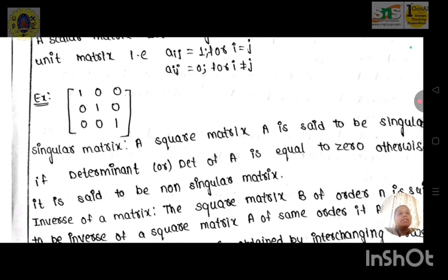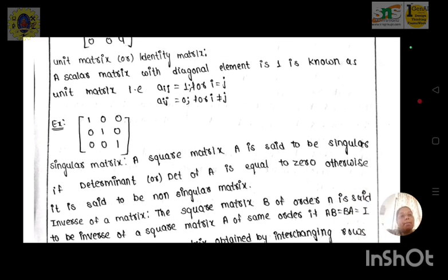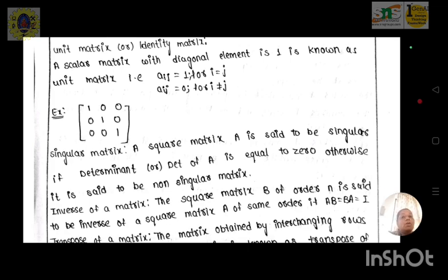The next one is a singular matrix. A square matrix A is said to be singular if the determinant of A is equal to 0. Otherwise it is said to be a non-singular matrix. If the determinant value is 0, then the matrix is said to be a singular matrix. Otherwise it is said to be a non-singular matrix.